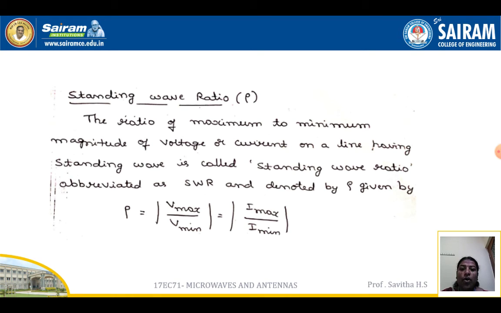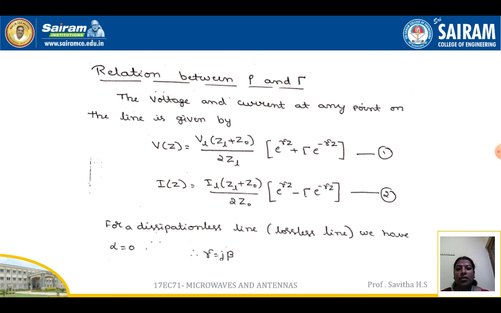The ratio of maximum to minimum magnitude of voltage or current on a line having standing wave is called standing wave ratio, and is abbreviated by SWR and denoted by rho, given by rho is equal to magnitude of V max divided by V minimum is equal to magnitude of I max divided by I minimum.